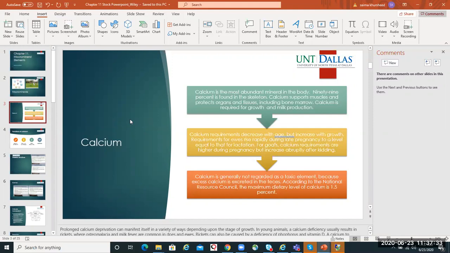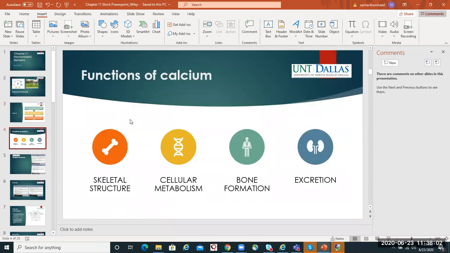Calcium is generally not regarded as a toxic element because excess calcium is excreted in the feces. According to the National Research Council, the maximum dietary level of calcium is 1.5%. Prolonged calcium deprivation can manifest itself in a variety of ways depending upon the stage of growth. Now the functions of calcium: there are four main functions. That's skeletal structure, cellular metabolism, bone formation, and excretion. Let's talk about them one by one.